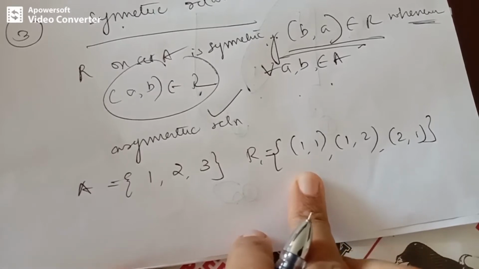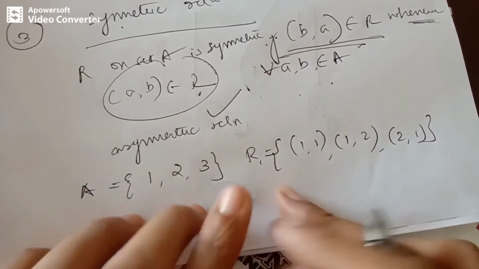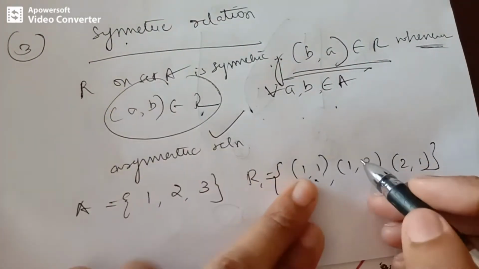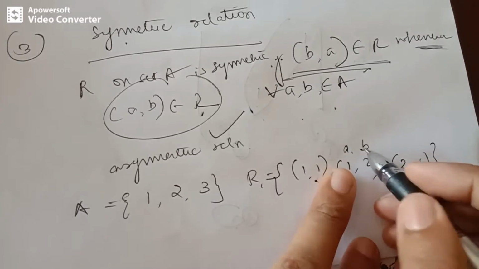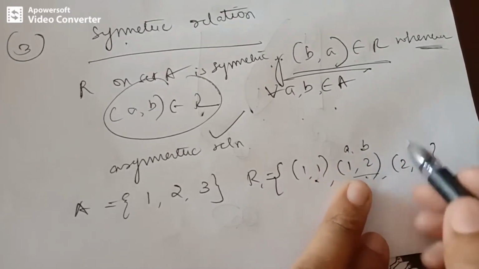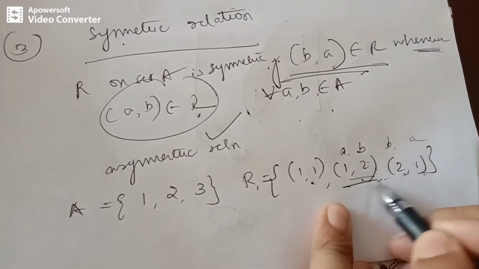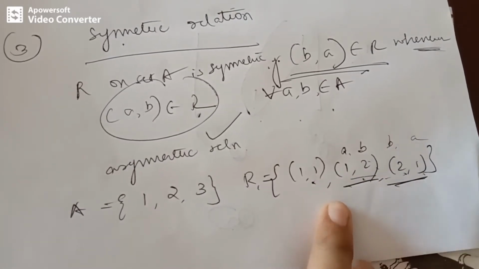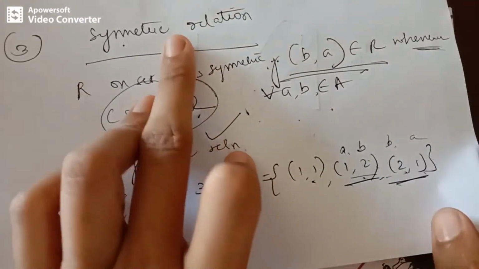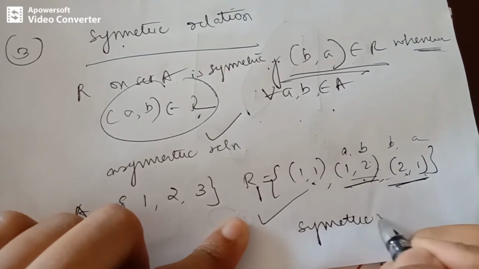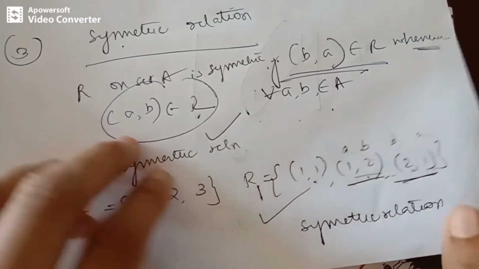You can observe when you look into relation R1, 1 is related to 1. We are not bothered about that when considering a symmetric relation. Obviously, we need to find an A comma B pair, and for that A comma B, we need to see whether B comma A exists. You can observe this is B, this is A. For A comma B, yes, B comma A exists. That is all we want to see in symmetric relation. Yes, obviously this relation R1 is a symmetric relation. Is it clear?